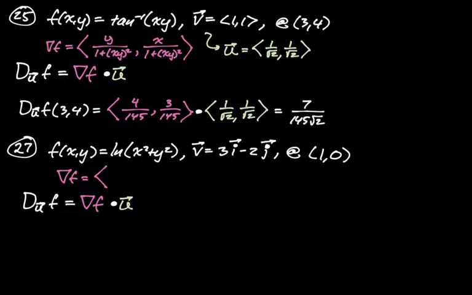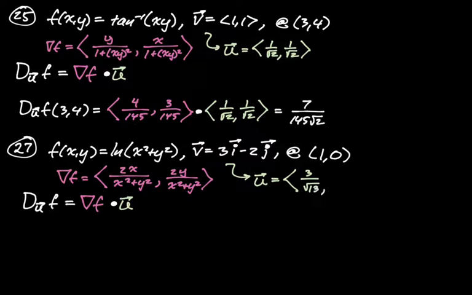So it's going to be 1 over x squared plus y squared times 2x when we're doing partial x, comma, 1 over x squared plus y squared times 2y when we're doing partial y. So 2y over x squared plus y squared. Unit vector, the magnitude of 3, negative 2 is the square root of 3 squared plus 2 squared, the square root of 13. So we get, I'm going to write it in component form, 3 over root 13, comma, negative 2 over root 13.